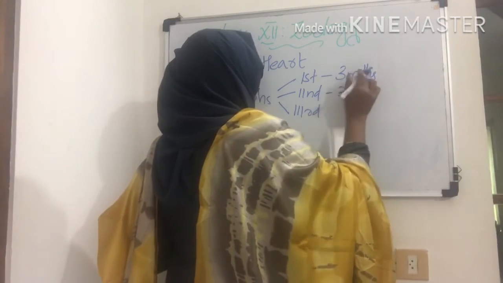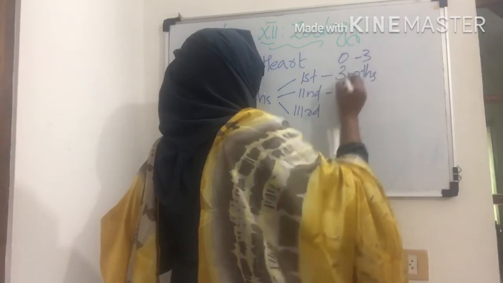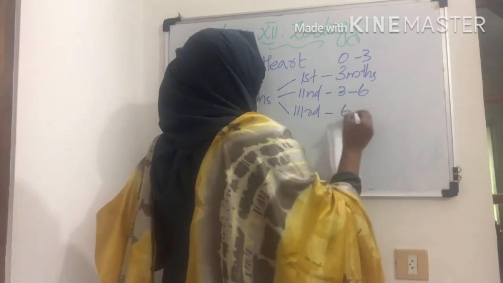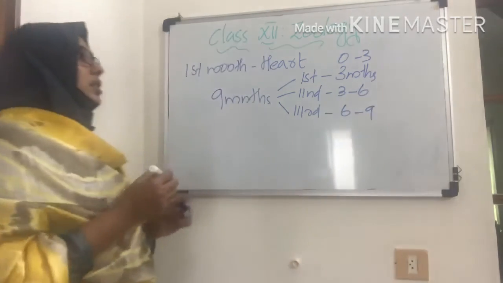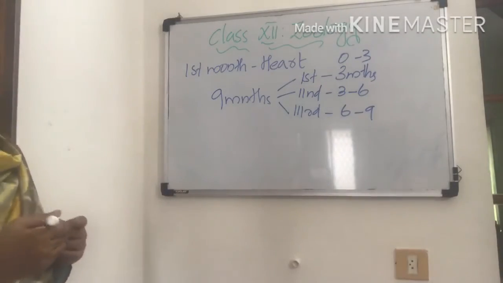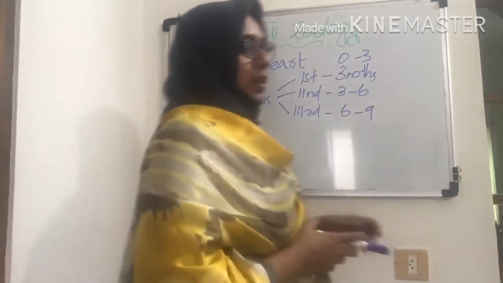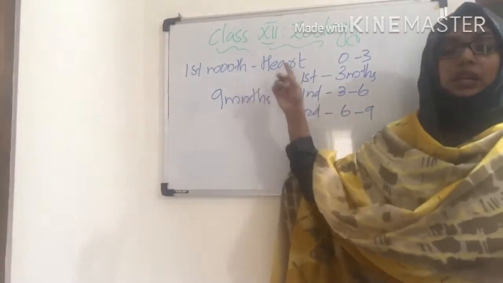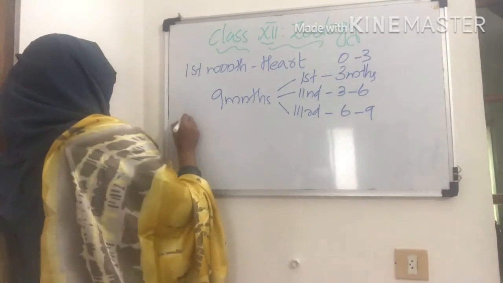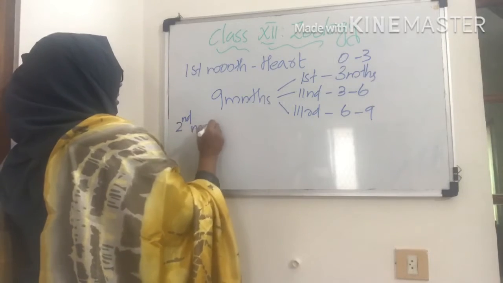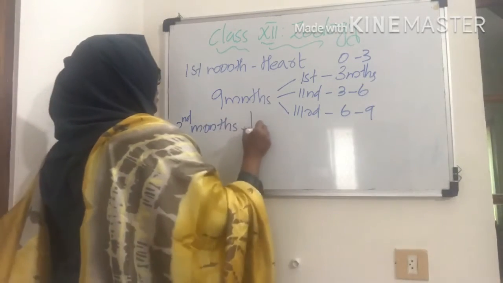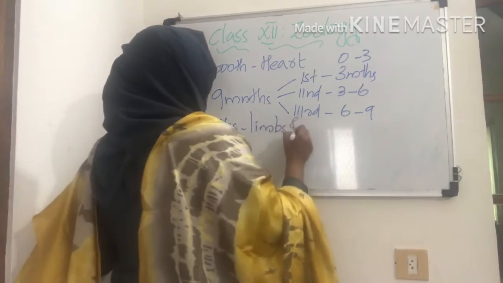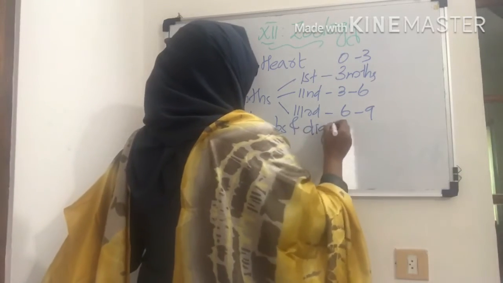Next, this is 0 to 3, then 3 to 6, then 6 to 9 months. This is how the 9 months are divided into 3 trimesters: first trimester, second trimester and the third trimester. In the first month we discussed the heart is being formed. By the end of the second month, the limbs and digits will be formed.